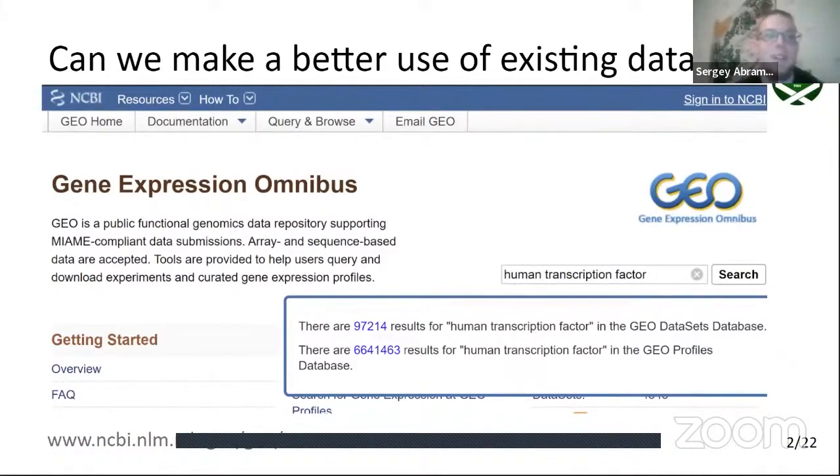Okay, I close it. Yeah, so if you open one of the largest genetic databases, which is the GEO database, and type in human transcription factor as a search query, you'll find almost 100,000 experiments related to these terms. Well, 100,000 experiments, that's quite a number. But what are transcription factors in the first place?